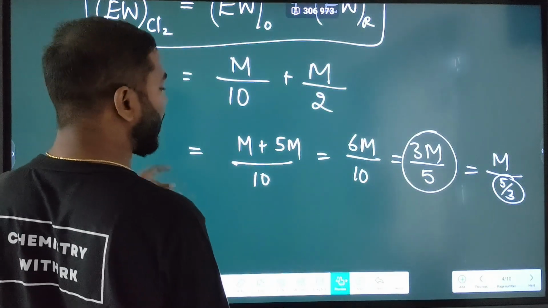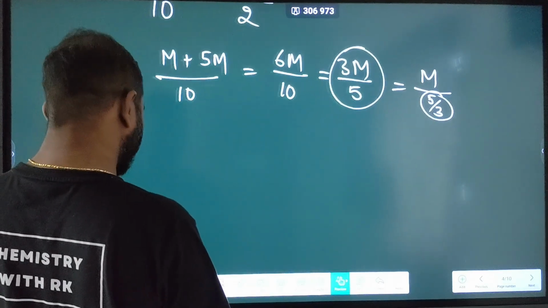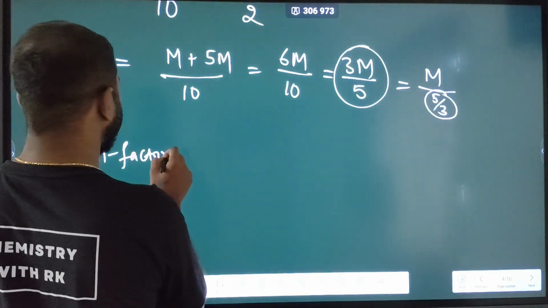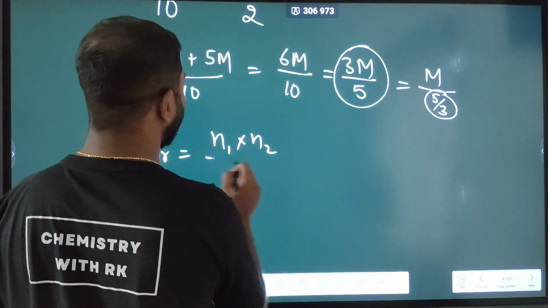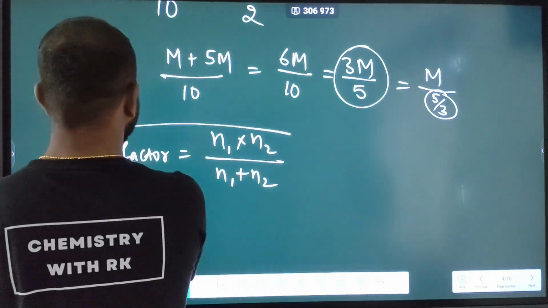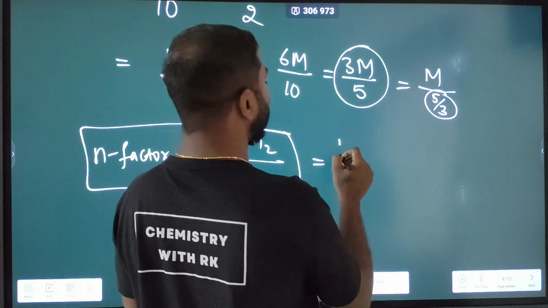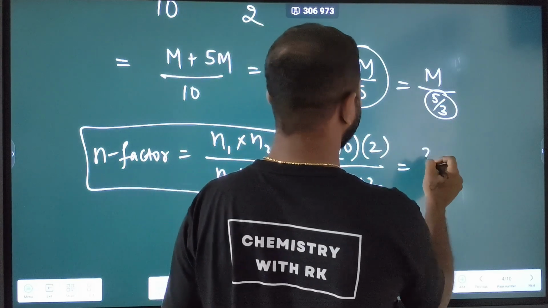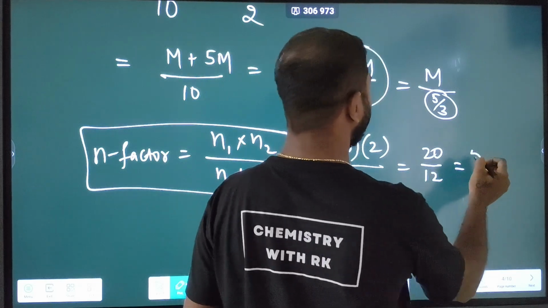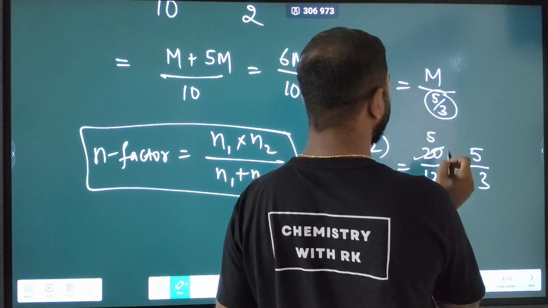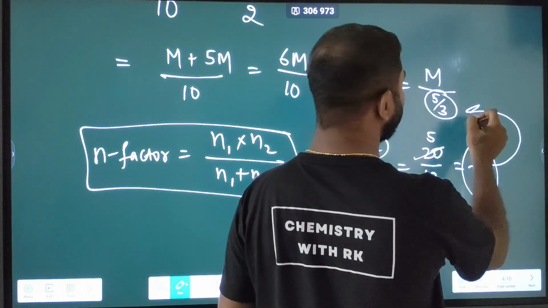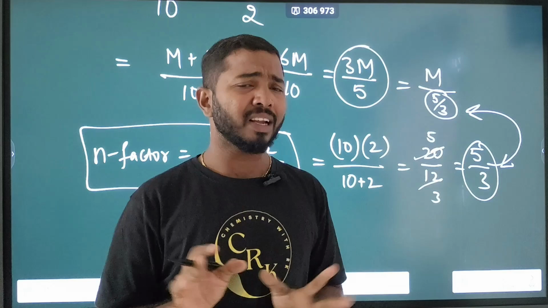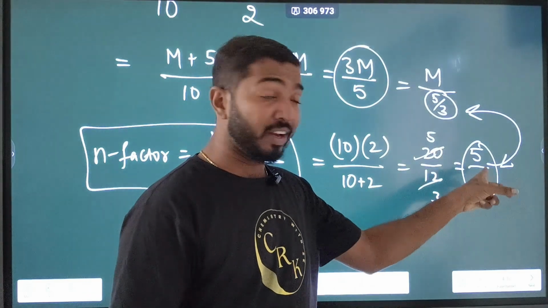Now let us check. We have another method to cross check our answer, that is the n factor. The n factor is equal to n1 into n2 by n1 plus n2, right? So the electrons we have got in the oxidation reaction and reduction reaction are 10 and 2. So it is 20 by 12, which will give 5 by 3. So 4 5s are 20, 4 3s are 12. Again this number is matching. So obviously we have got the right n factor. Clear to you, right? So this is the overall n factor.